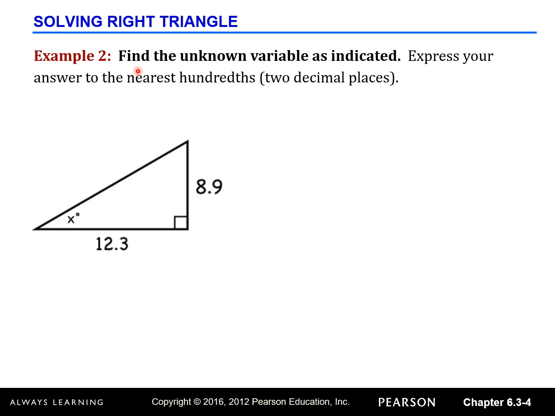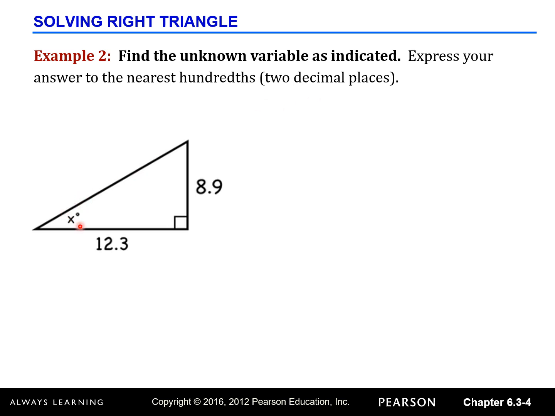Now for this example, find the unknown variable as indicated. So in the given figure, the only variable indicated here is this angle x. So this is not the same as solving a right triangle, where we would solve all the sides and all the angles. We would just find the unknown variable as indicated. And then it is added in the instruction to express our answer to the nearest hundredths. When you say rounding to the nearest hundredths, it means two decimal places.